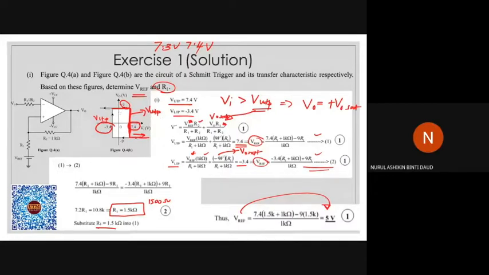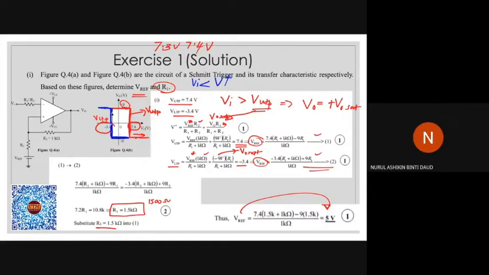For this point, from this point, these are the lower trigger point. It means that from here, it will start when the V input is lower than V plus.